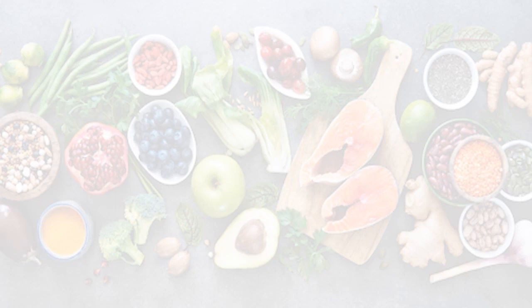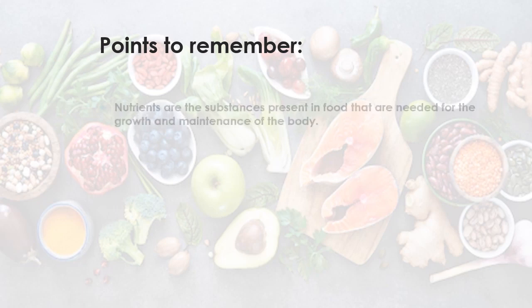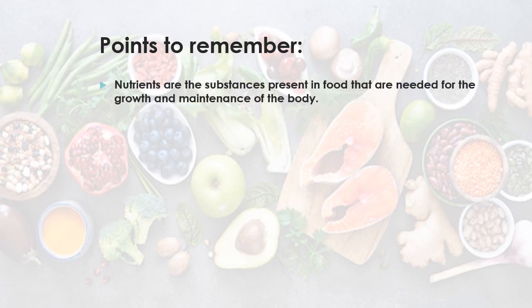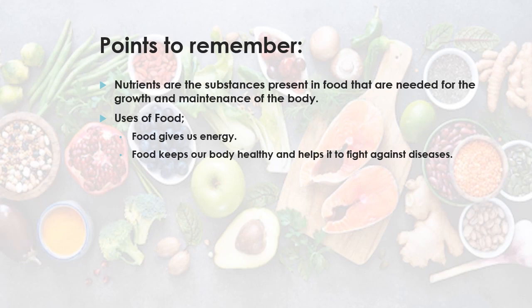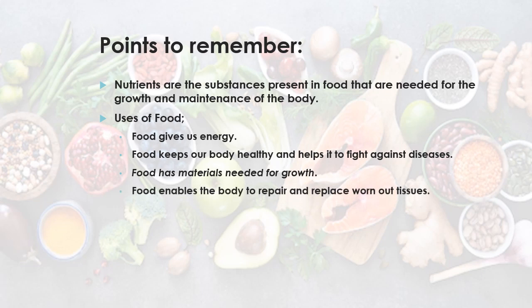So let us recall what we have studied in today's session. Points to remember. Nutrients are the substances present in food that are needed for the growth and maintenance of the body. Uses of food. Food gives us energy. Food keeps our body healthy and helps it to fight against diseases. Food has materials needed for growth. Food enables the body to repair and replace worn out tissues.